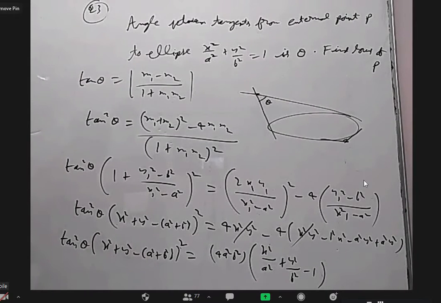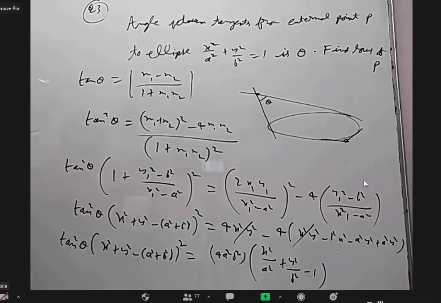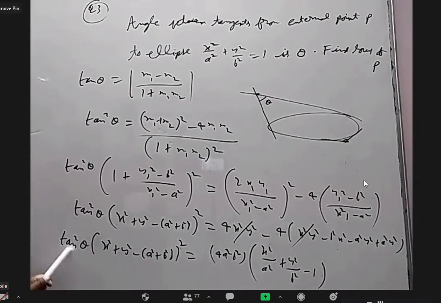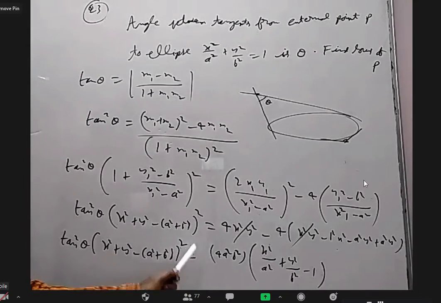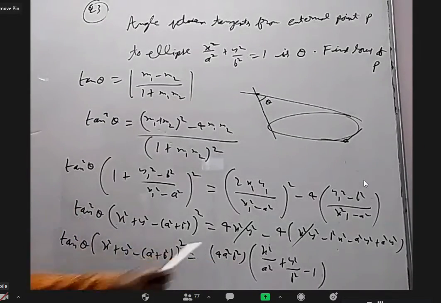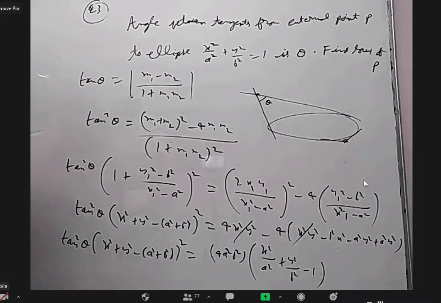And sir, what about when theta is 90, another angle? At 90 degrees, it will be the director circle. Yeah. Take tan square theta to the other side, it will become cot square theta; put 90, cot 90 is 0, so this whole thing will be 0. You'll get this equal to 0, and this is the director circle.